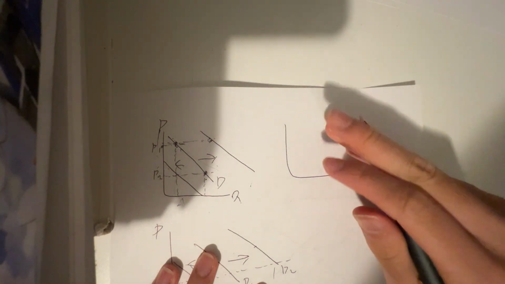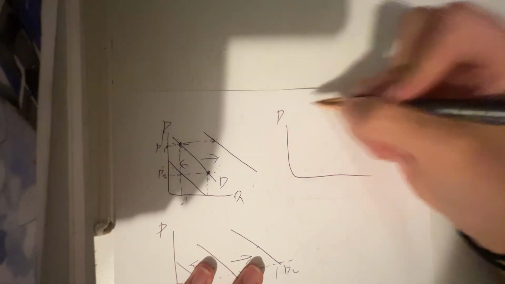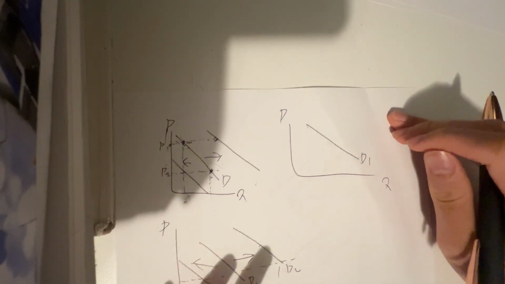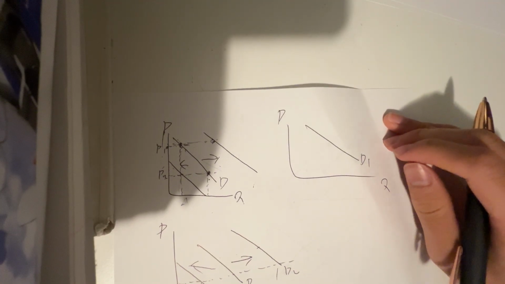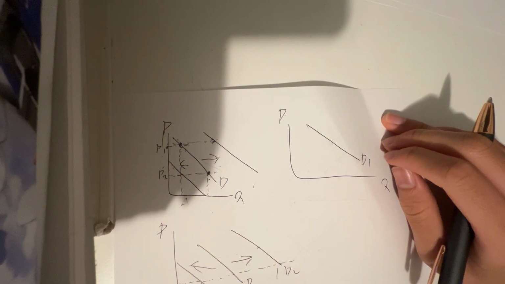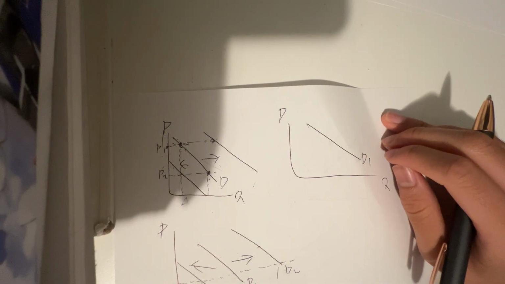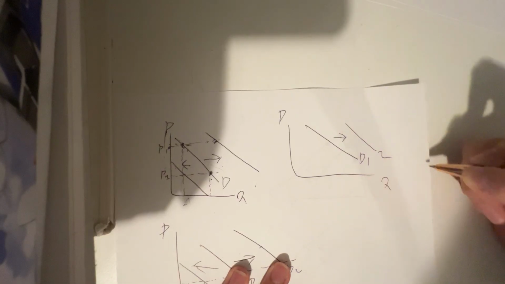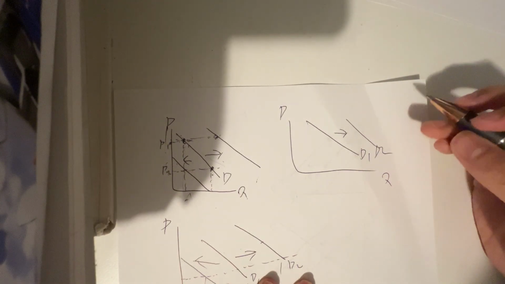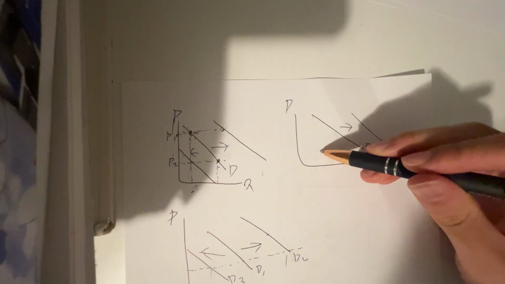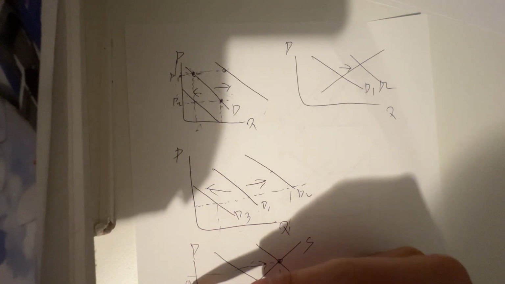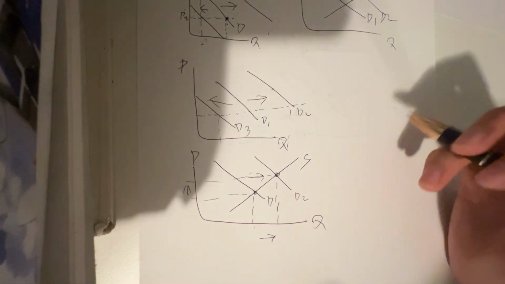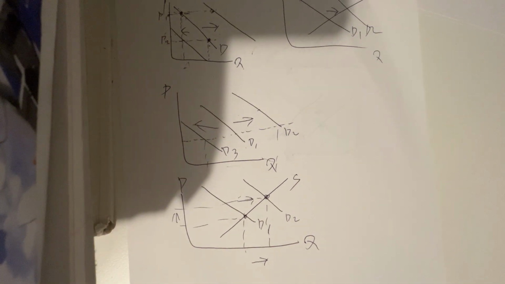And then price of substitute. If the price of a substitute to coffee, let's say tea, increases, people are going to want more coffee. Demand increases, it shifts to the right. And this ends up being the same graph. So same thing, price goes up, quantity demanded goes up at equilibrium.